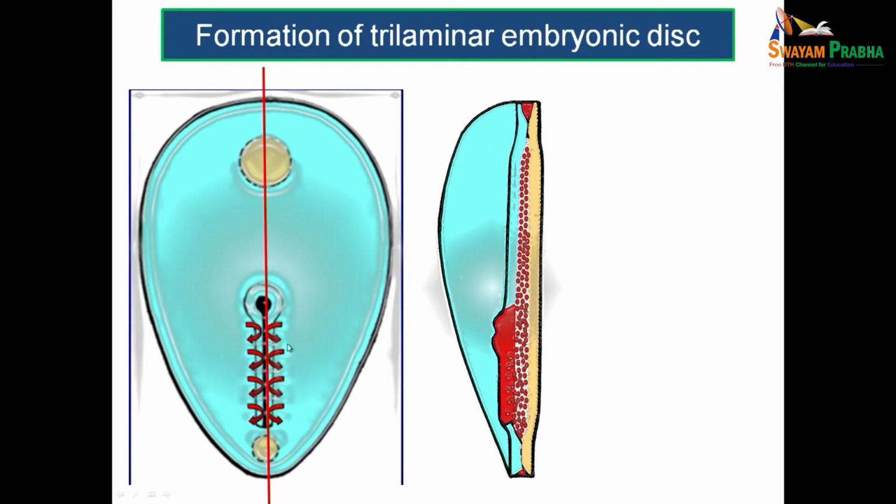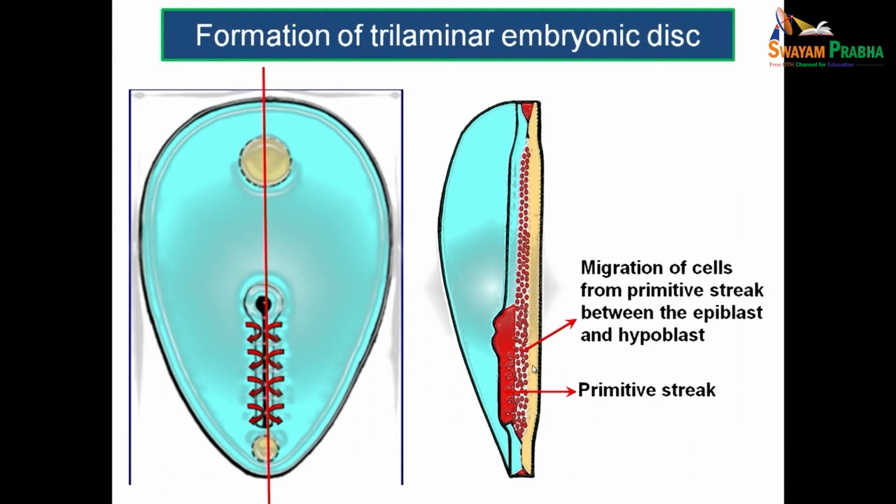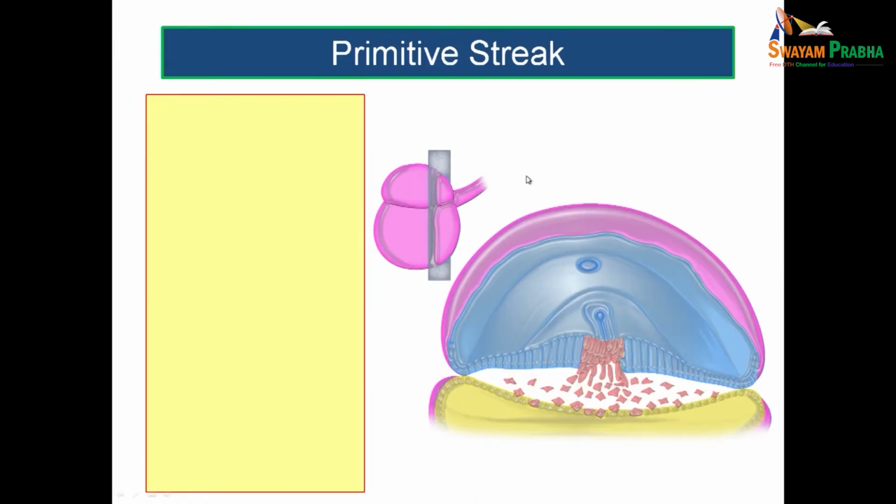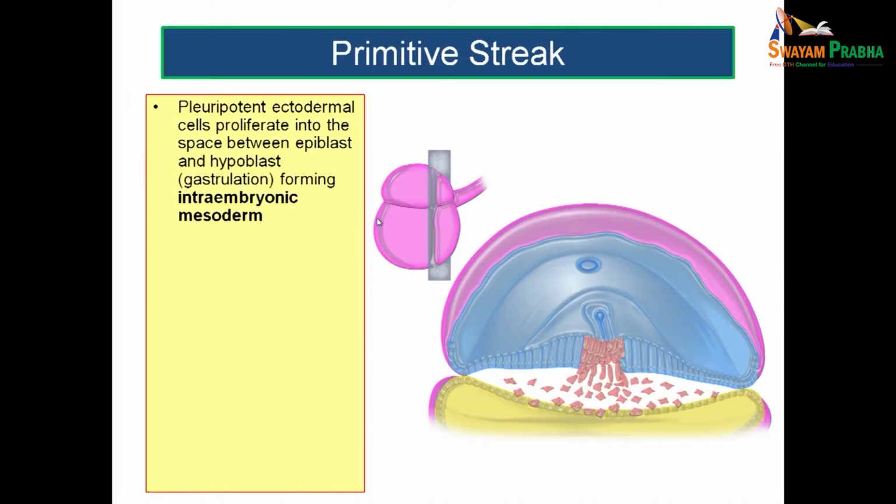So you can see that the cells are actually derived from the primitive streak, and they enter through the primitive pit and they occupy the region between the epiblast and hypoblast, and that is how the intraembryonic mesoderm is formed. So the primitive streak, you can see the migration of cells from the primitive streak and they occupy the space between the epiblast and hypoblast. So that is known as intraembryonic mesoderm. So the cells arising from the primitive streak.